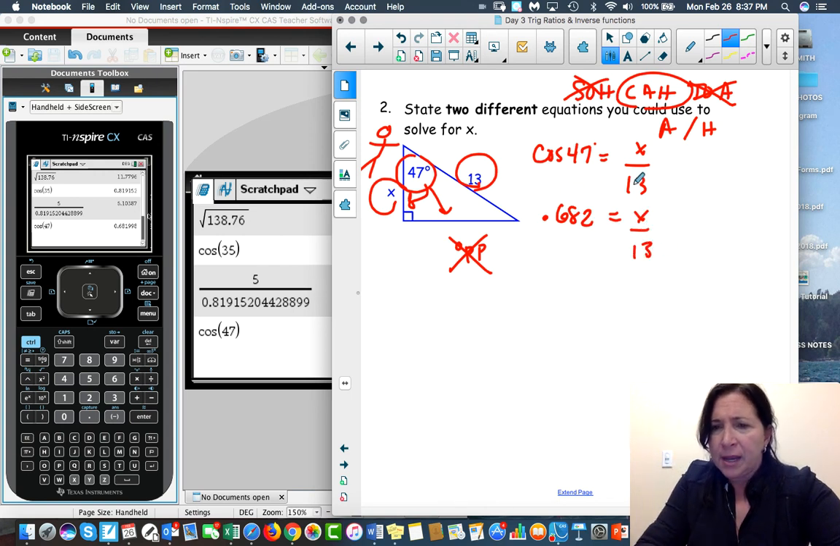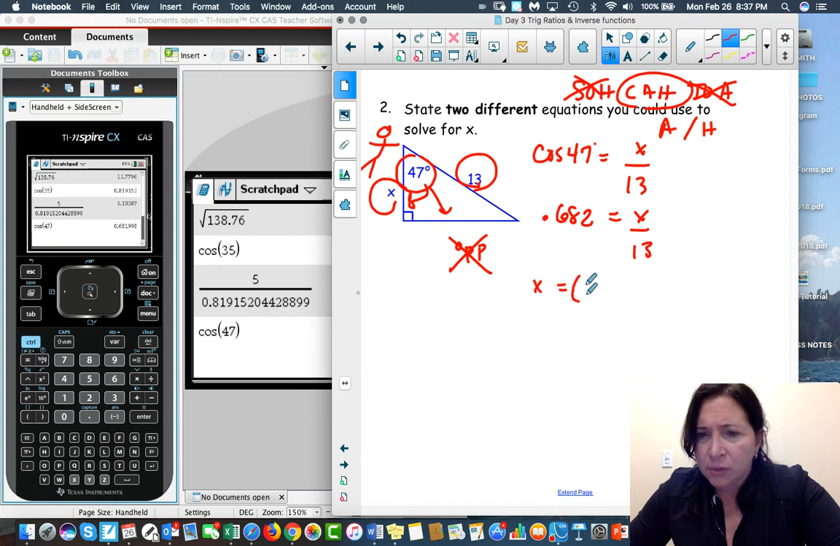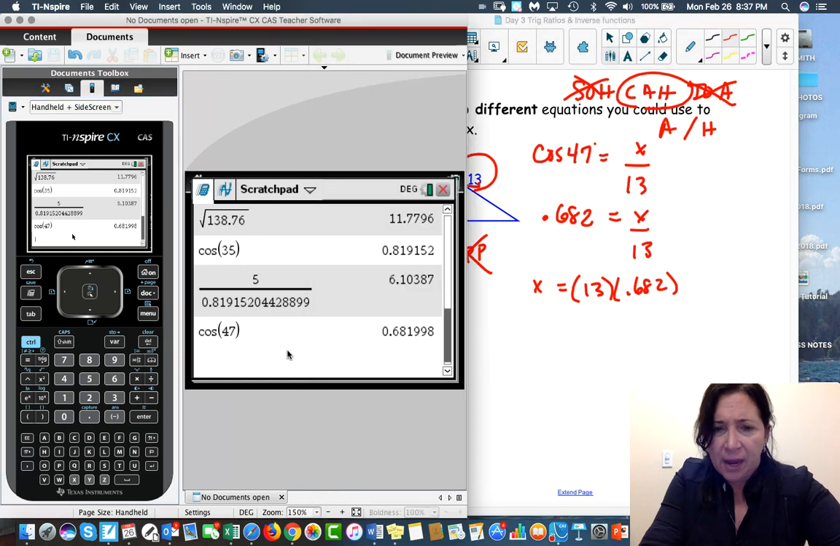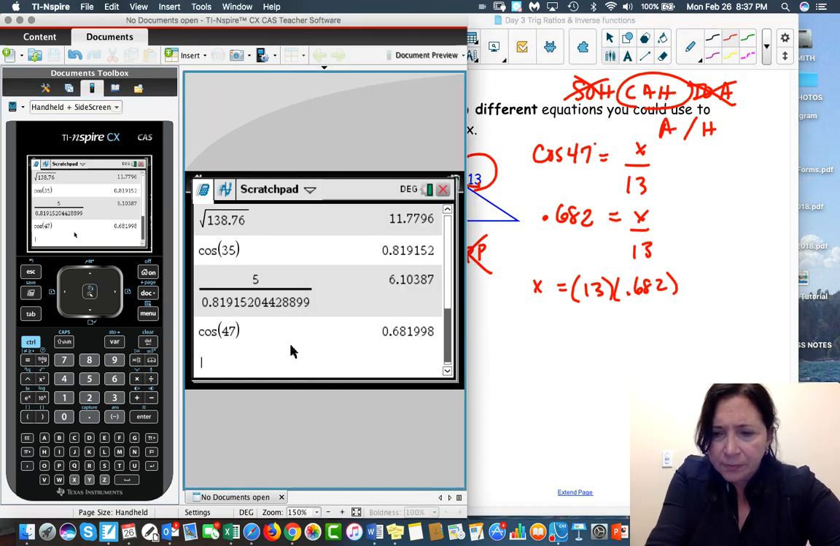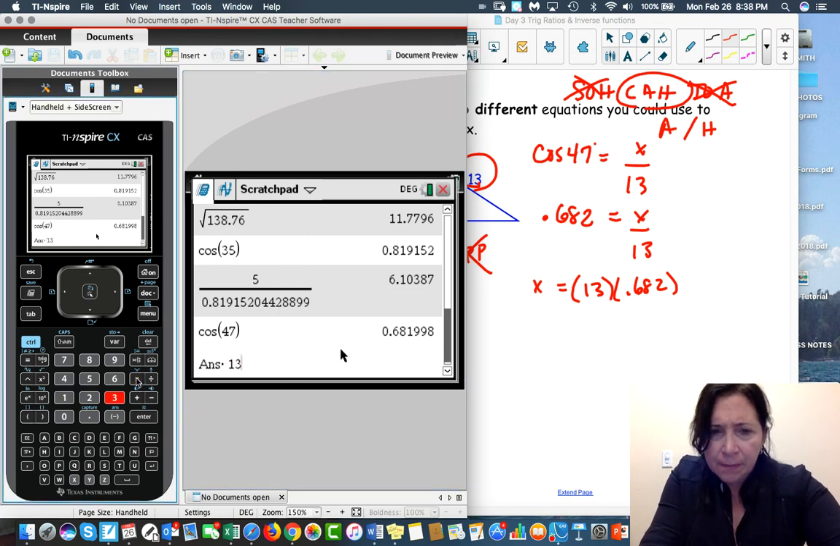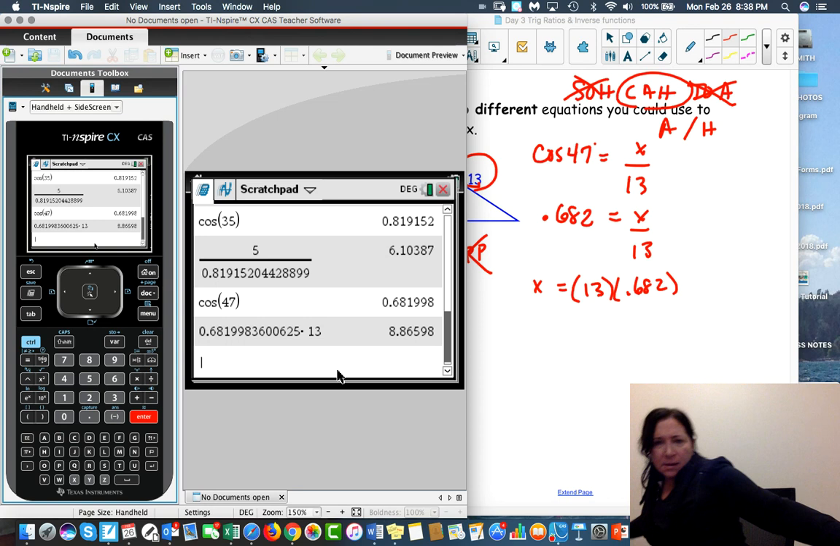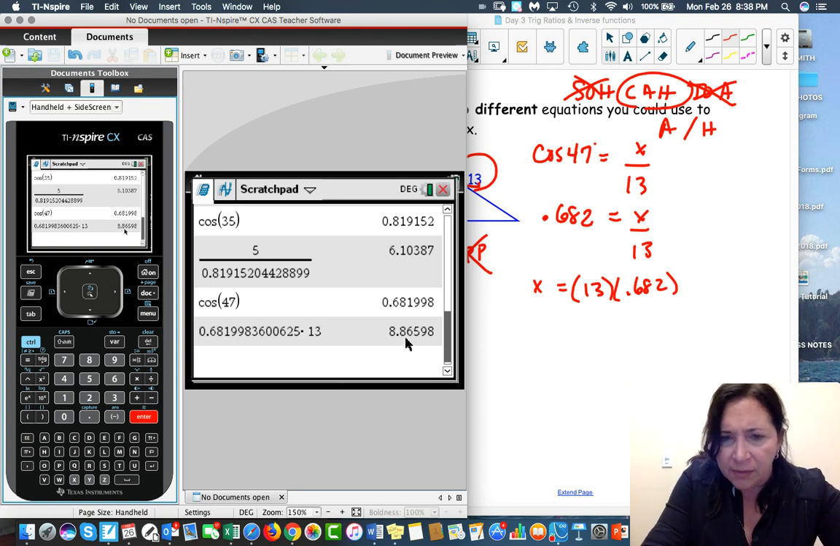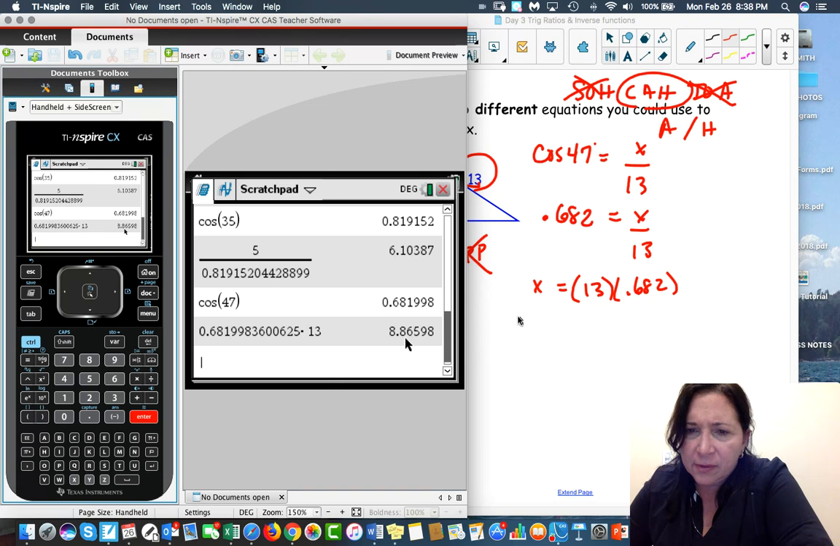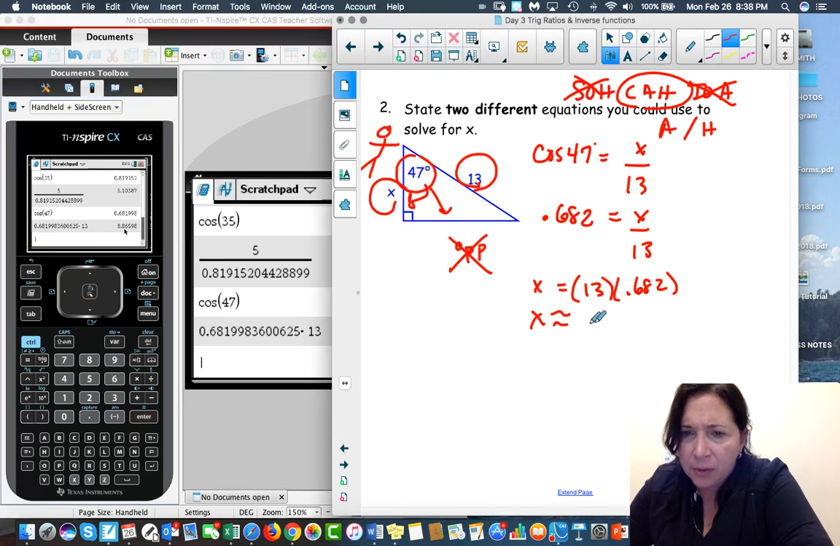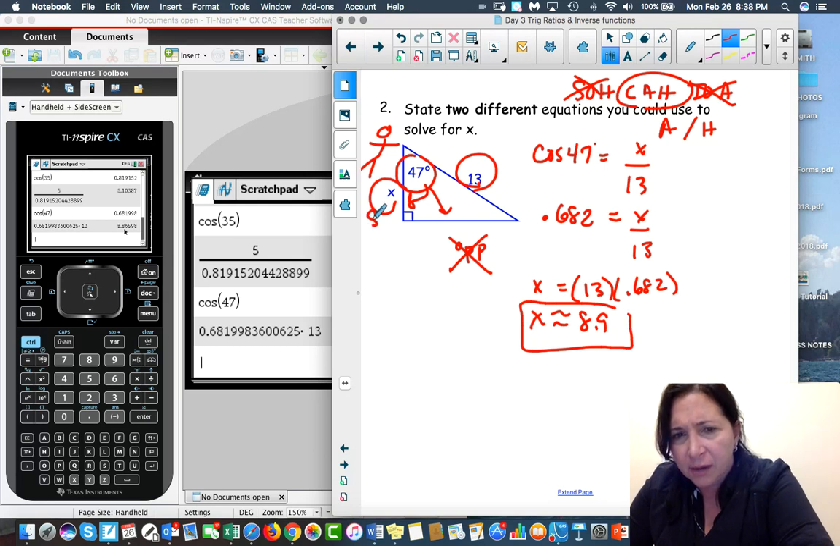I'm going to cross multiply, and I'm going to get x is equal to whatever 13 times 0.682 is. So let's figure out what that is. I'm going to go answer times 13 equals. And I get 8.9. So x is about 8.9. And this is 8.9 because it's an approximate. We round it off. And so therefore it's an approximate value.